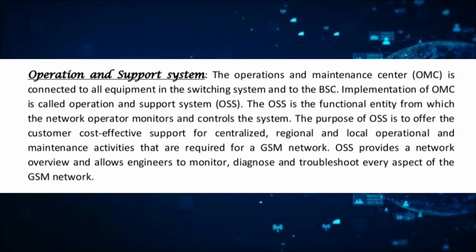Operation and Support System. The Operations Maintenance Center is connected to all equipment in the switching system and to the BSC. Implementation of OMC is called Operation and Support System. The OSS is the functional entity from which the network operator monitors and controls the system. The purpose of OSS is to offer the customer cost-effective support for centralized, regional, and local operational and maintenance activities that are required for a GSM network. OSS provides a network overview and allows engineers to monitor, diagnose, and troubleshoot every aspect of the GSM network.